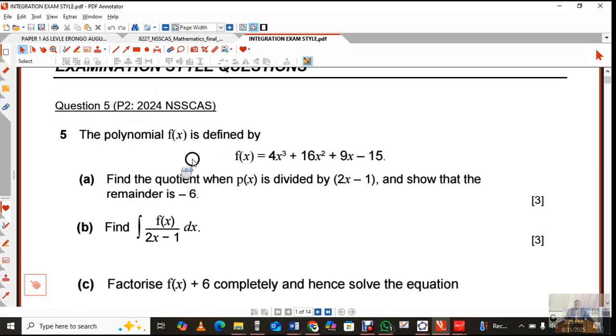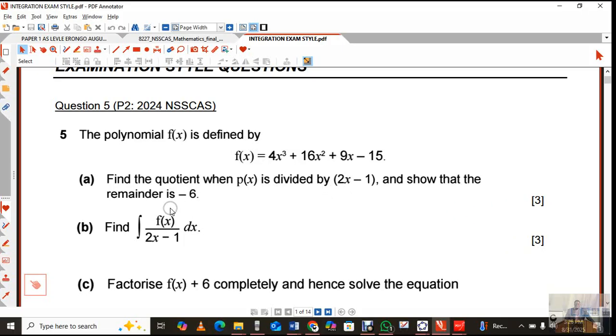Right, the polynomial p of x is defined by p of x is equal to 4x cubed plus 16x squared plus 9x minus 15. And here you're supposed to find the quotient when p of x is divided by 2x minus 1, and show that the remainder is minus 6. So you should be very careful when you do synthetic division. I will suggest that you do long division because of this 2x that is over here. But I'll do both for you to see what you need to do when you apply synthetic division. And then obviously the questions follow each other.